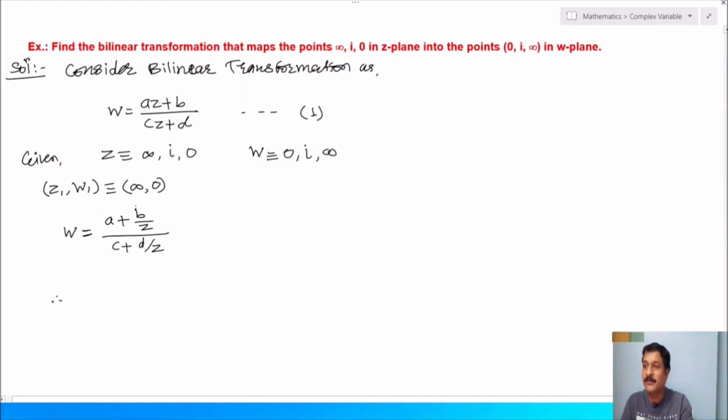Therefore, by using these values, Z is infinity and W is 0. A plus B by infinity is 0, upon C plus D by infinity means 0. This implies that 0 equal to A by C. So this implies A equal to 0. So the first value we got is A equal to 0.